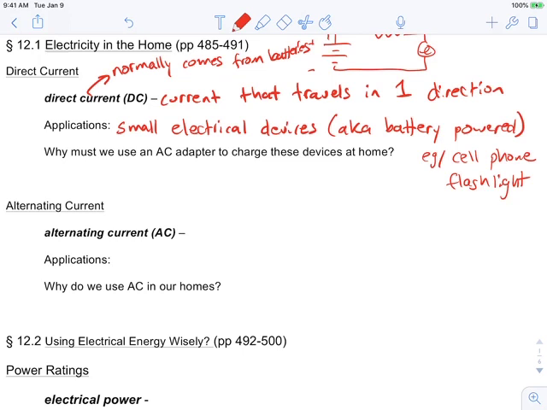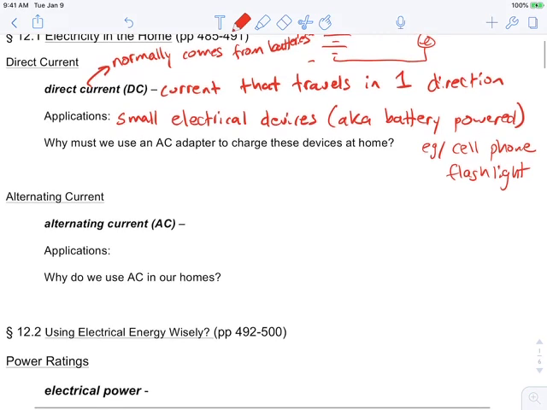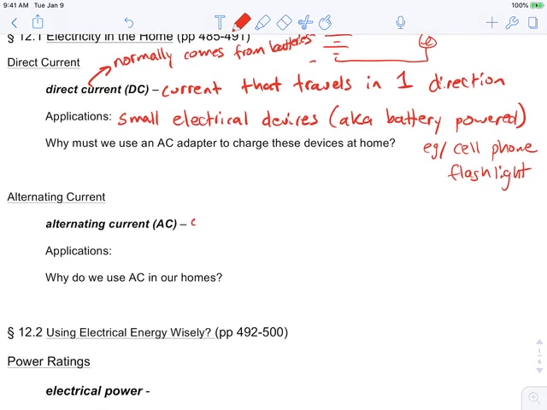So we're going to come back to this question here, why must we use an AC adapter, in just a sec. And first we're going to talk about alternating current. Alternating current is current that switches directions periodically. So this current goes back and forth, back and forth, back and forth really, really, really quick. And by really, really quick, I mean like lightning, Usain Bolt fast, that it's absolutely ridiculous.